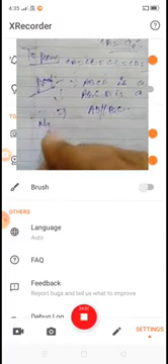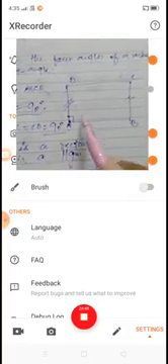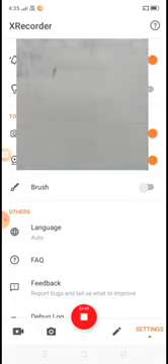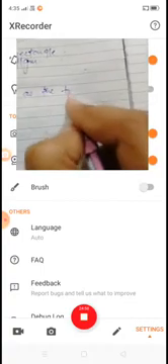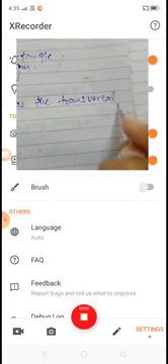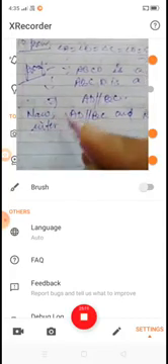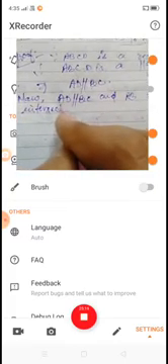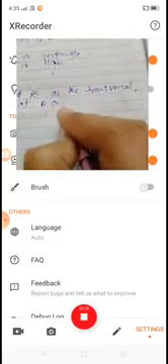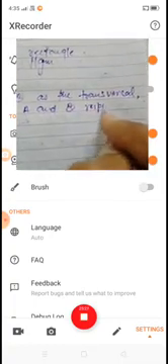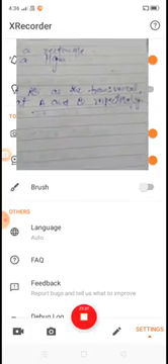Now AD is parallel to BC and AB is a transversal, as the transversal AB intersects them at A and B respectively.